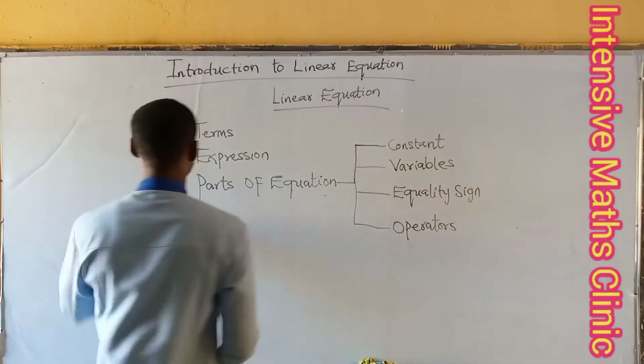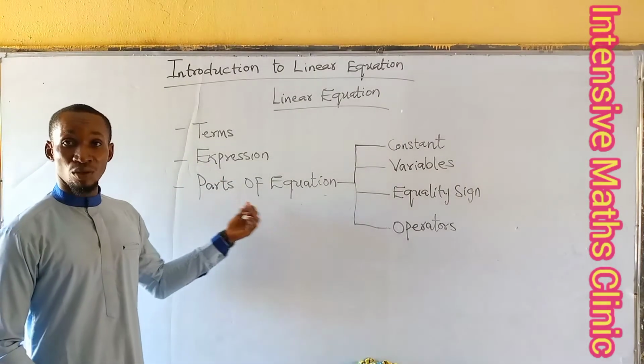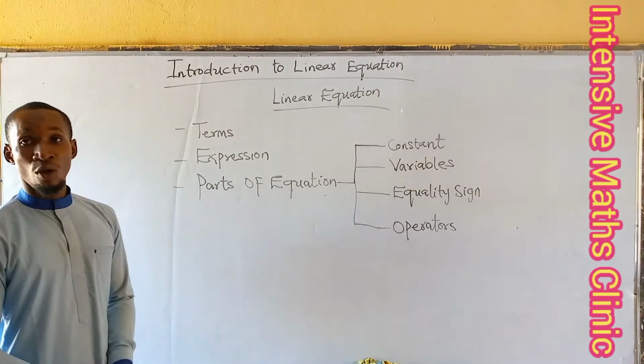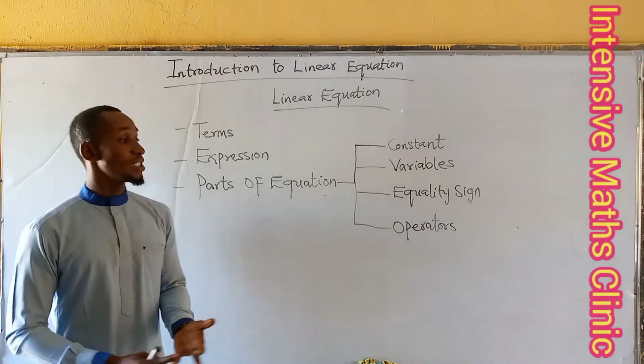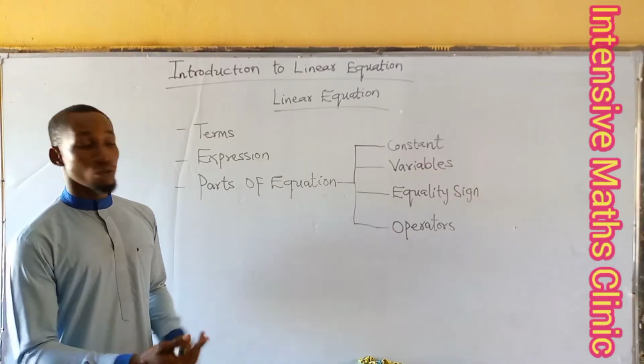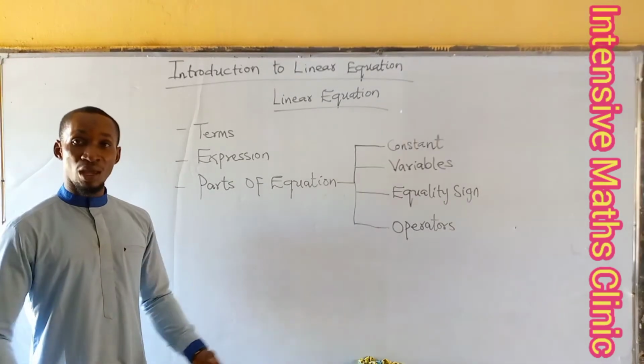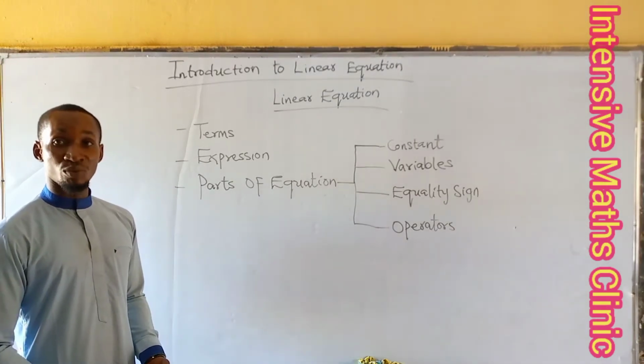So if you look at what we have on the board, we have terms, expression, parts of equation, and under parts of equation we have a variable, we have an equality sign, we have constant and operator. So what we are going to do here, we are going to bring the example, the conceptual, the way a linear equation is being formed.